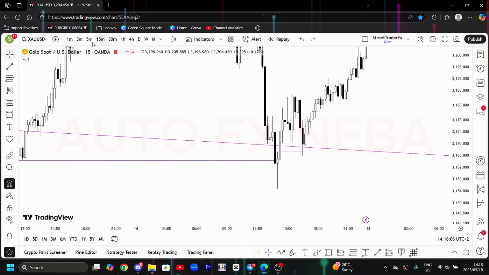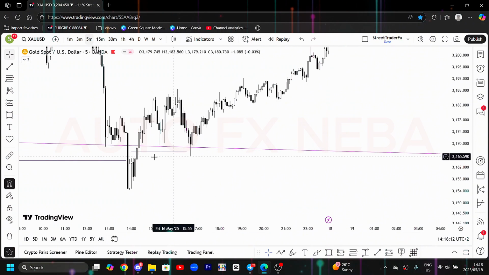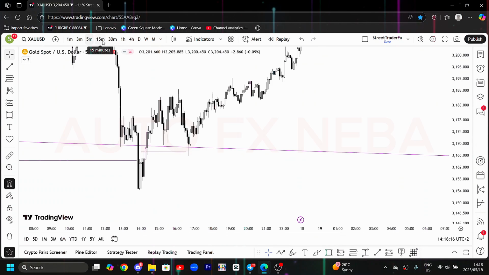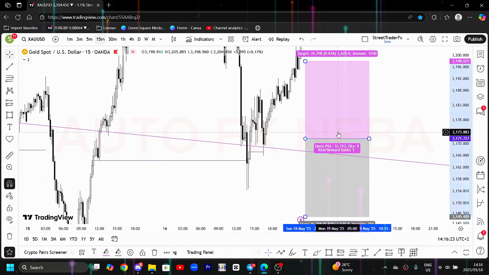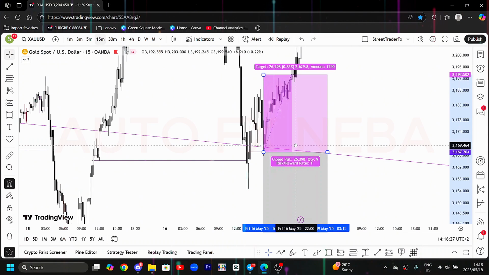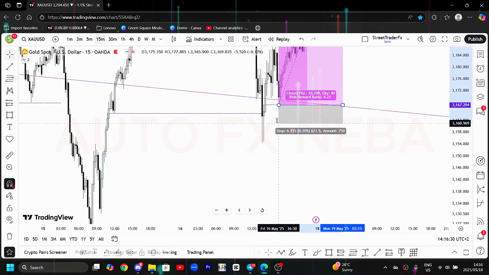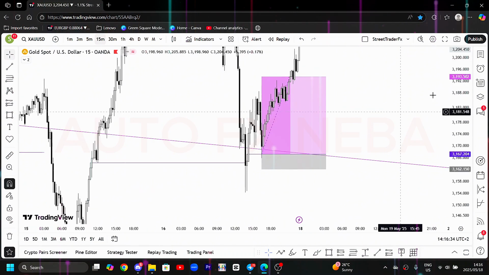But even on the M5, I don't think you would have refined that. So my entry was based on the M15. I think I used around 40 to 50 pip stop loss, if I'm not wrong. Yeah, somewhere around here, my stop loss was somewhere around here.